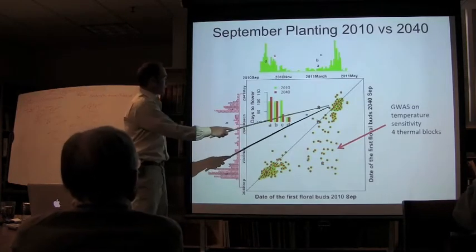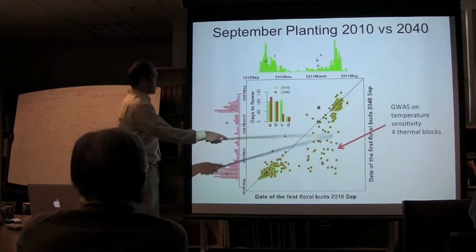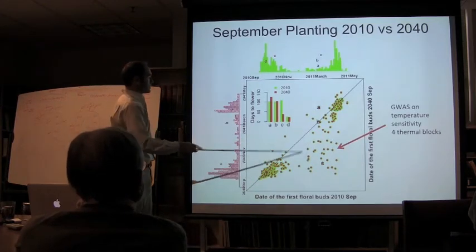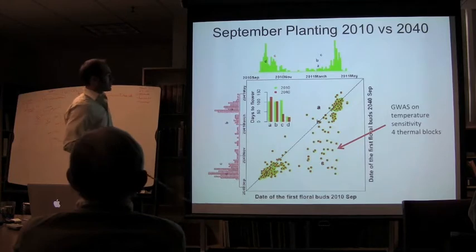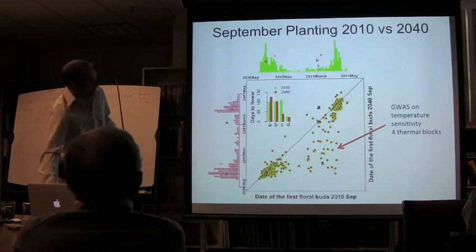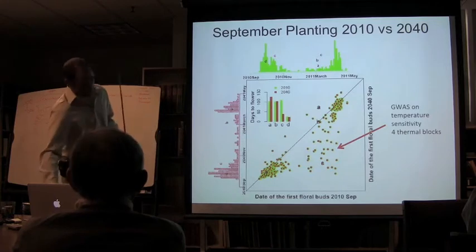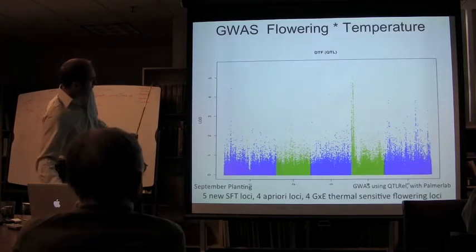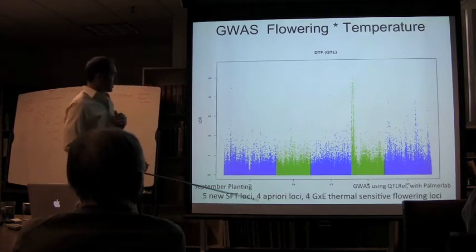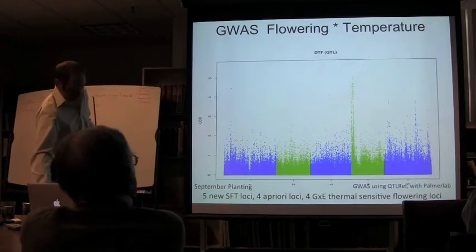There's a big shift. Some of the lines that were overwintering with 2 degrees of warming completely reverse in a qualitative way to rapid cycling. It's about 10% of the lines coming out of one life history strategy and into another. And so we can do genome-wide association mapping on the main effect of flowering time as well as on this thermal sensitivity. And we find 5 new seasonal flowering loci, including 4 that were previously known, and 4 new thermal sensitive flowering time loci.